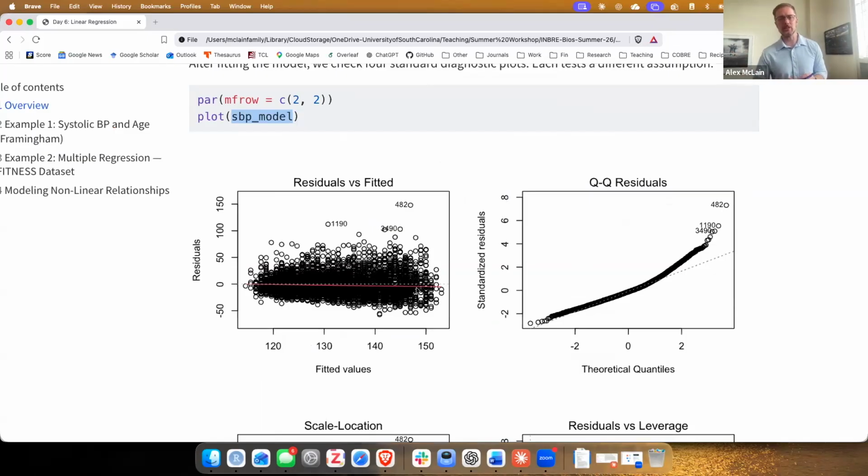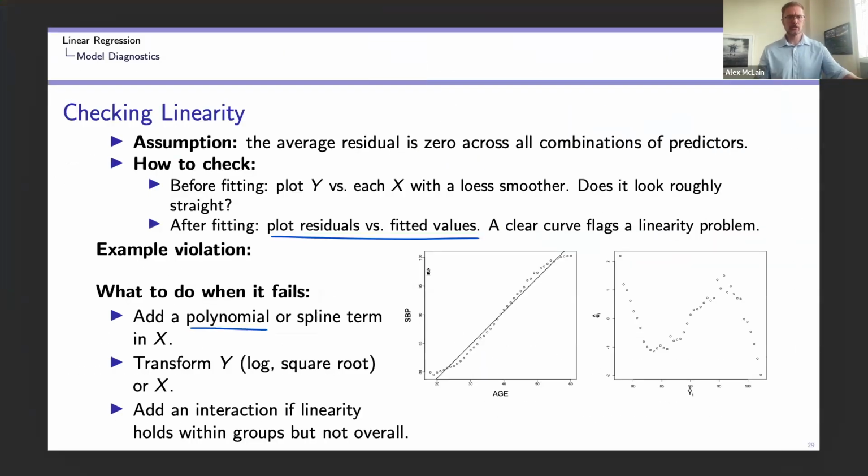So that's an indication that we probably could add a squared term to this model, and it probably would fit a little bit better. But here, I probably wouldn't do that. I don't think this is a huge violation or anything. So L, that's our first assumption: scatter plots, plot of residuals versus fitted values.